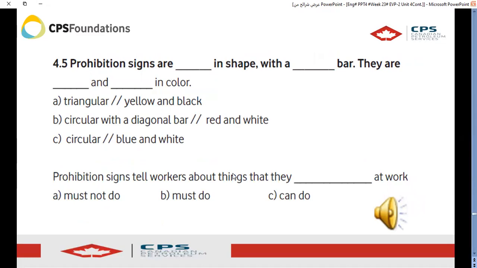The next activity is about prohibition signs. Again, it will be about the shape and color of the prohibition signs, about the use of prohibition colors. Let's listen. 4.5. Prohibition signs are circular in shape with a diagonal bar. They are red and white in color. Prohibition signs tell workers about things that they must not do at work. For example, you must not smoke in this area.